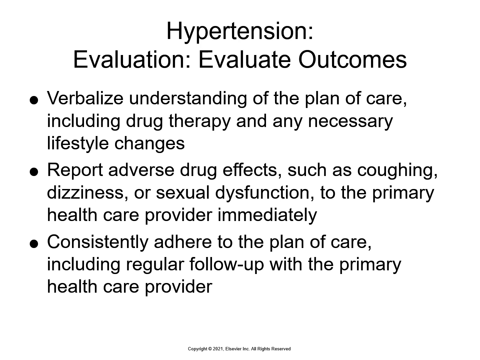They are going to verbalize to you the understanding of that plan of care, including their drug therapy and any necessary lifestyle changes. They're going to verbalize that to you and give you rationales as to why they need to do that. They need to know to report any adverse drug effects, such as coughing, which might be related to the ACE inhibitors, dizziness, or sexual dysfunction, which might be attributed to the beta blockers, and they should call their primary health care provider immediately if they have these adverse drug effects, because then they can change them and they don't have to come off of a medication and be off of it for an unreasonable amount of time.